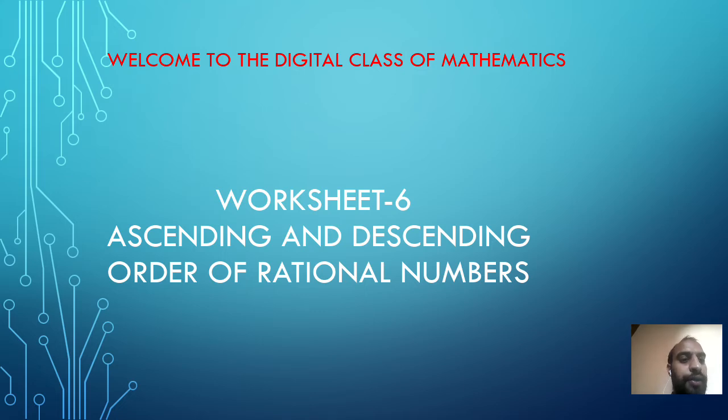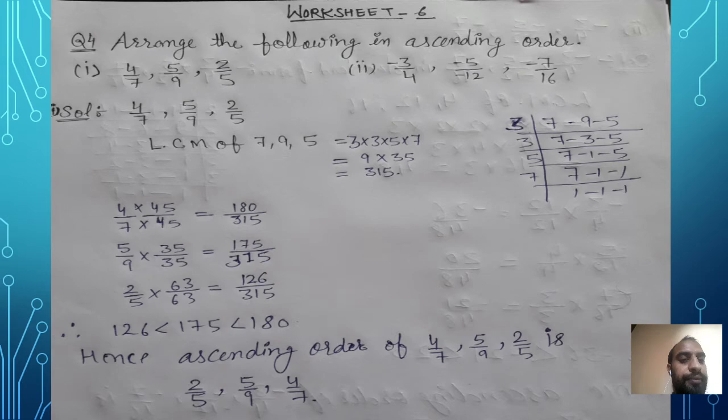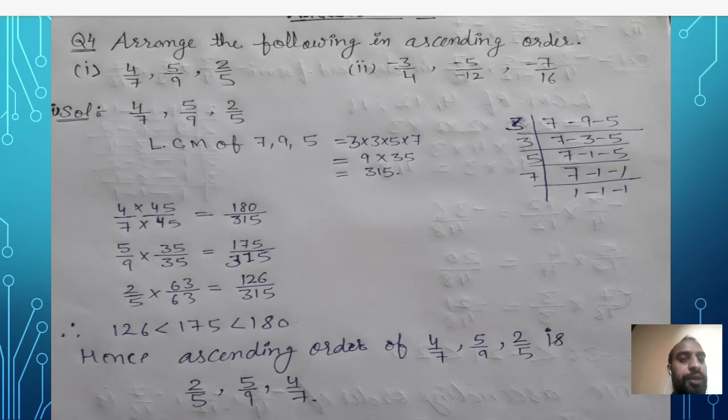First, ascending order. Ascending order means first we write the smallest value, then greater, then greater, then greater, as you stand in morning assembly. First who is smaller in height, then taller, then taller, then taller. And descending is the reverse. First taller, then smaller, then smaller. In this way we are going to arrange the rational numbers in ascending and descending order by using our LCM method. So let's take your question number 4.